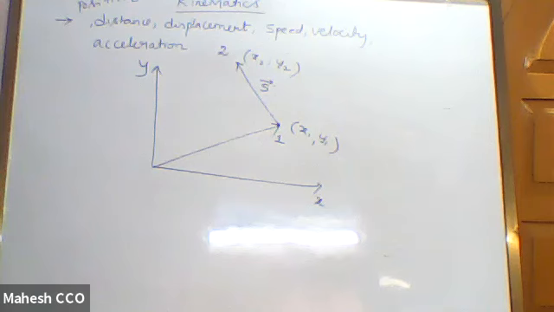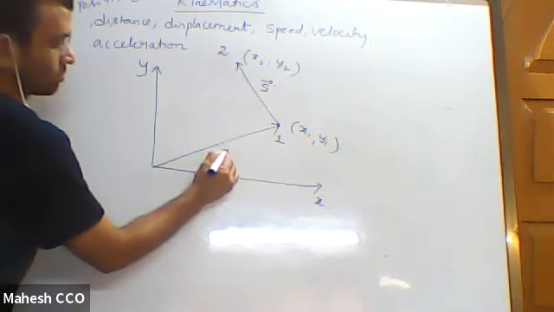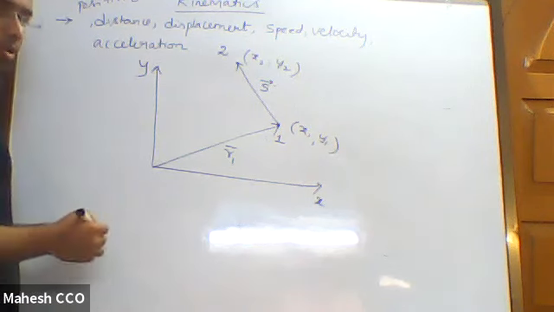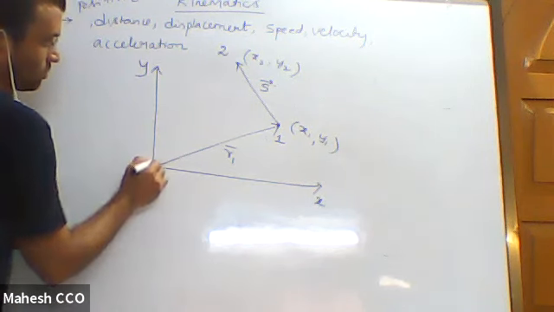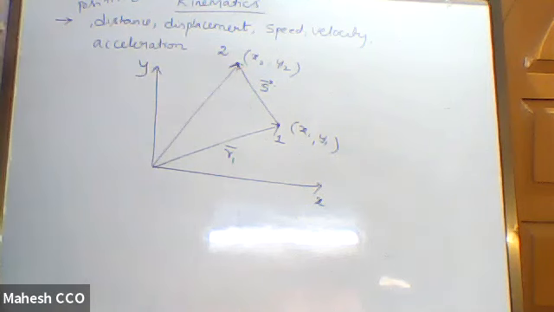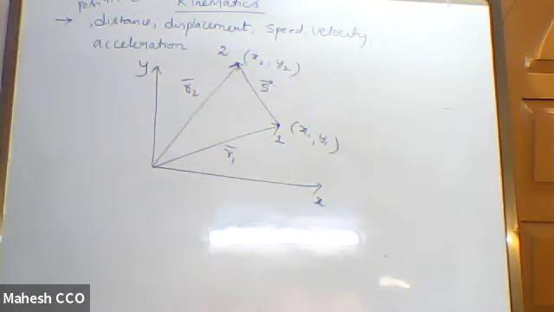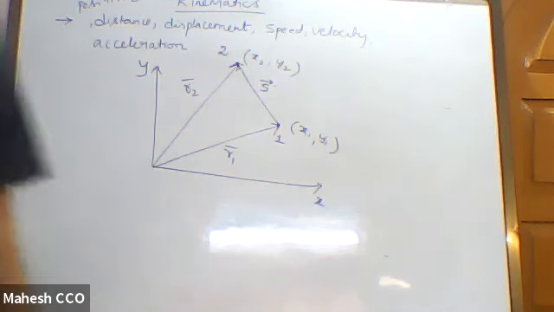This is the initial position vector. I can denote it by r1 bar. r1 bar is x1 i cap plus y1 j cap. Similarly, the final position vector, from origin to position 2, if I just join, that is r2 bar, which is x2 i cap plus y2 j cap.